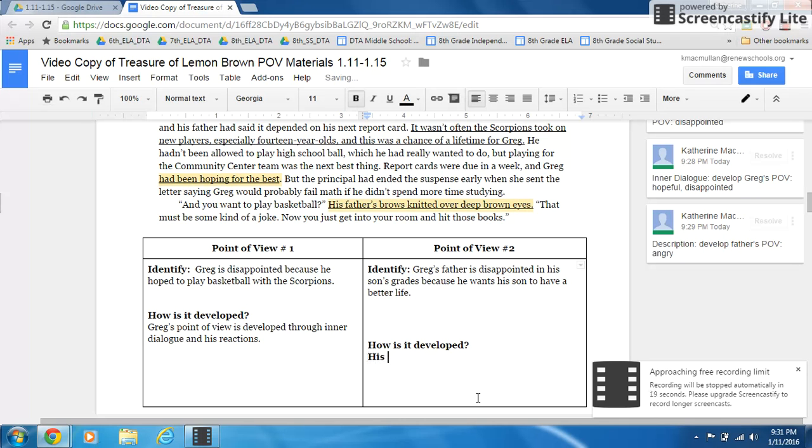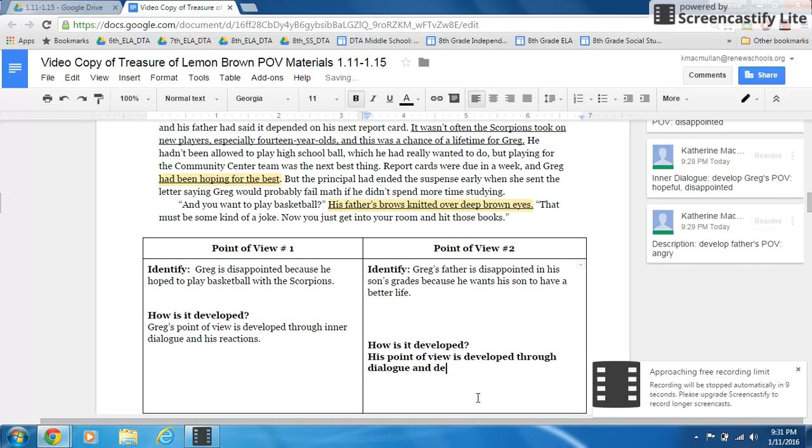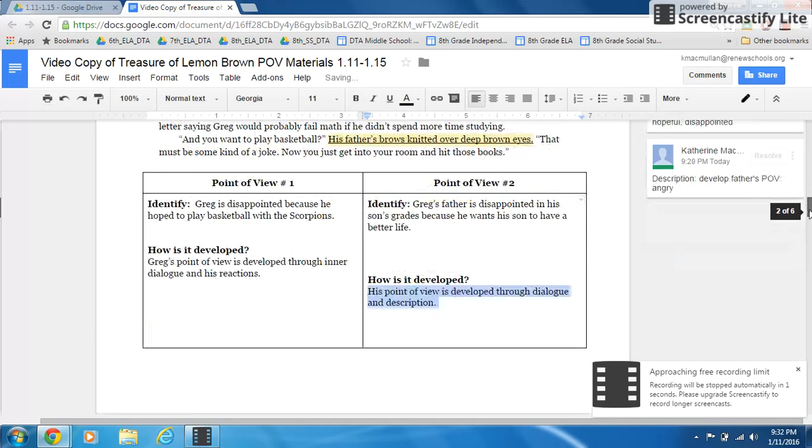Now, his point of view is developed through dialogue and description, which we already have underlined. Now, you're going to go ahead and continue reading and annotating.